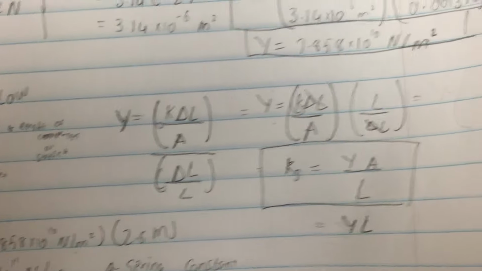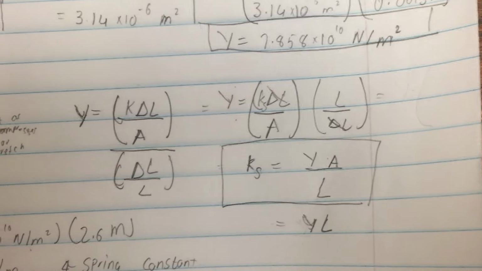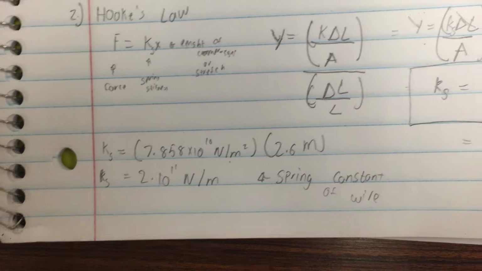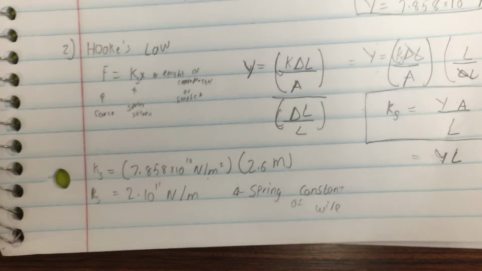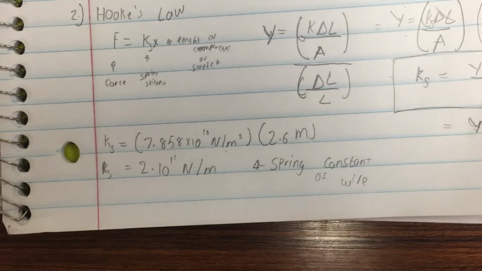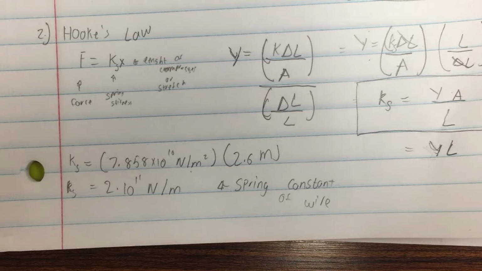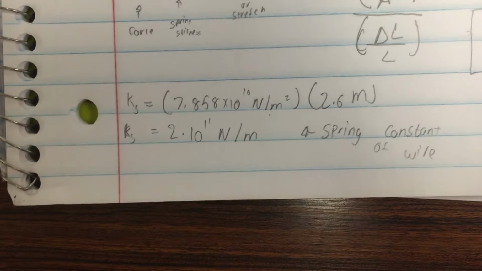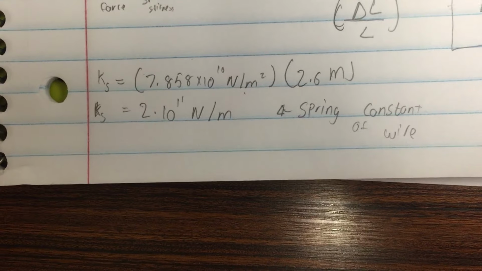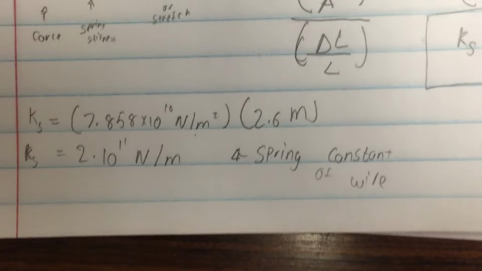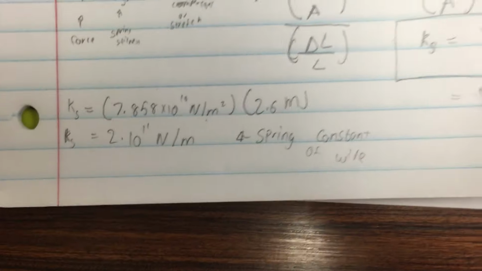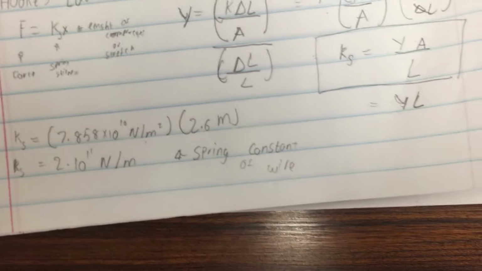And when we simplify, we just get Ks equals Y times A over L, which is Y times L. So to solve for Ks, we multiply the Young's modulus for the wire times the original length of the wire, and we get 2 times 10 to the 11 newtons per meter. Once again, the units for spring stiffness are newtons over meters. The meters cancel in the numerator and denominator, and you're left with 1 meter on the bottom. So this is the spring stiffness.